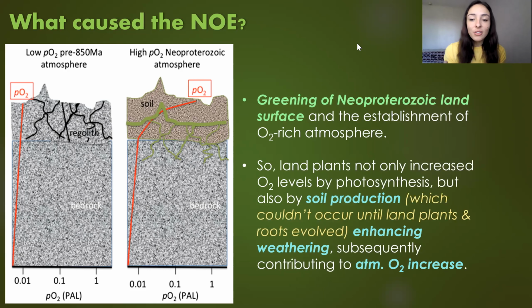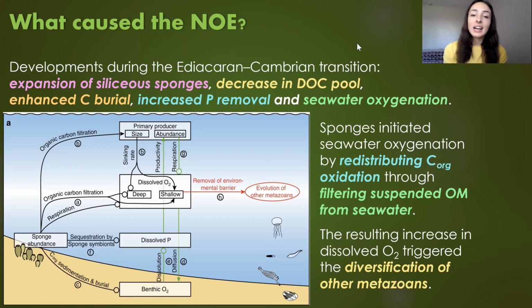But the soil not only increases O2 levels by photosynthesis, but also by soil production alone. The soil production, which couldn't occur until land plants did evolve, enhanced the continental weathering effect that we already saw was contributing to oxygen increase in the atmosphere due to the breakup of Rodinia. The last cause that we'll talk about for the NOE in this video includes animals.